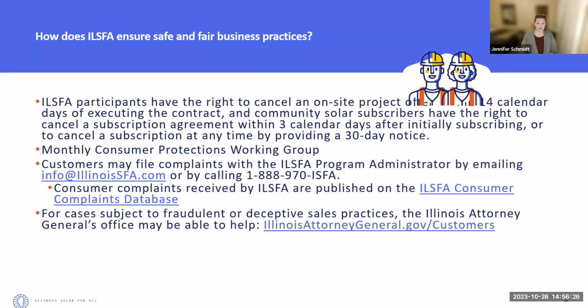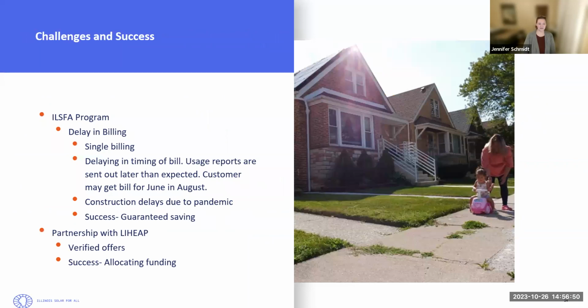I will go over this one in depth. It's just talking more about our consumer protections and ensuring that there are safe and fair business practices associated with those that are working within Illinois Solar for All. We work with the Illinois Attorney General. We're talking with them regularly, and the Illinois Commerce Commission. And we work with them on a number of ways that we can make sure that customers are getting a good experience, and that there is a way for them to get resolution if there are problems.